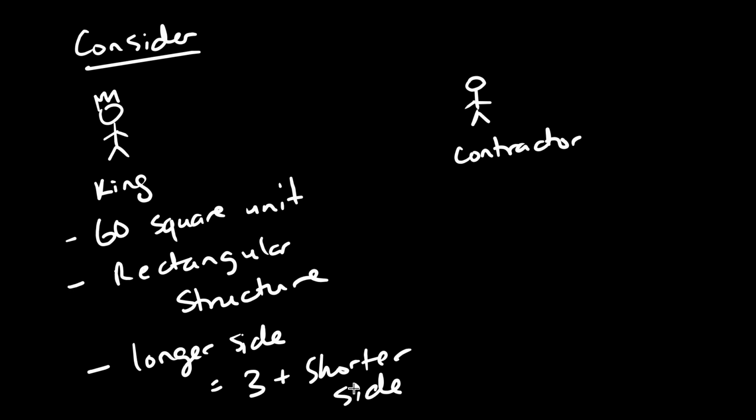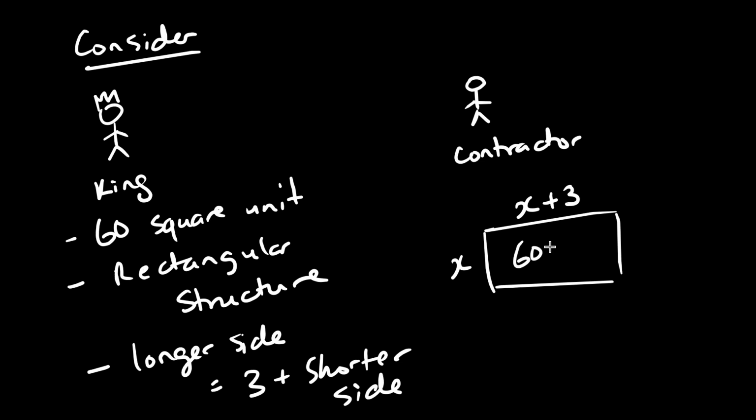Now, if I'm the contractor, I know a couple of things. I know that the longer side is 3 units more than the shorter side. I know it's rectangular. So I just sketch up for this king my rectangle. That's a rectangle, people work with it. And my shorter side, I'm going to just call x, right? But this shorter side is 3 units less than our longer side. So our longer side could be x plus 3. And the overall area would be 60 square units.